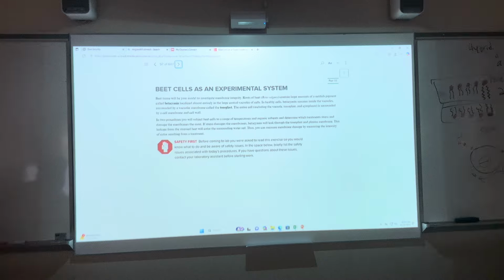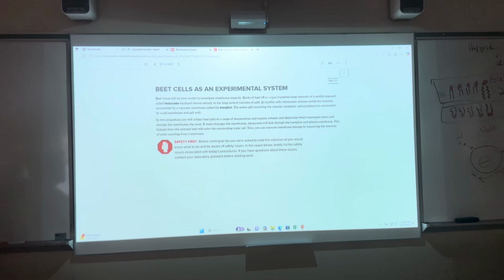Okay, now we're going to go into the beet cells as an experimental system. So this beet tissue will be your model, a simple cell, to investigate the membrane integrity. The root of the beet, known as Beta vulgaris, contains a large amount of reddish pigment called betacyanin. It is localized almost entirely in the large central vacuoles of the cell.